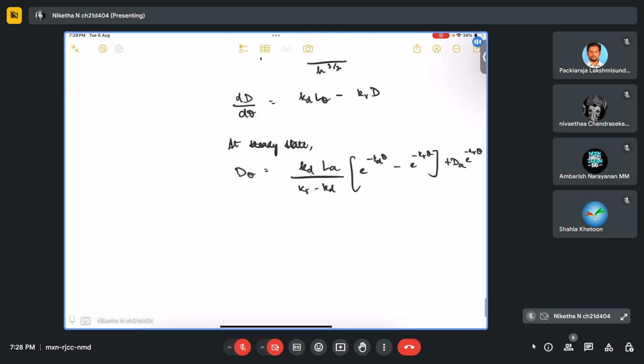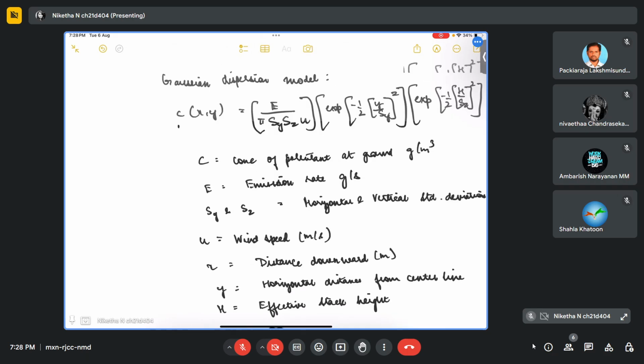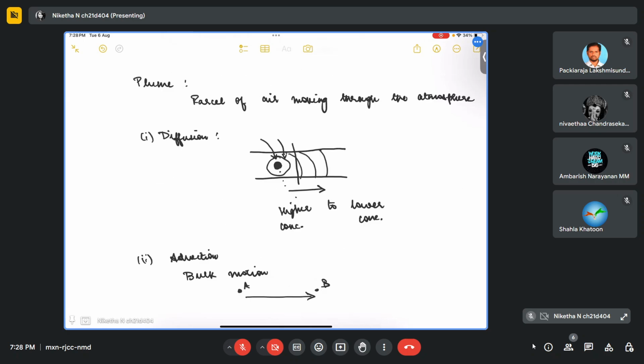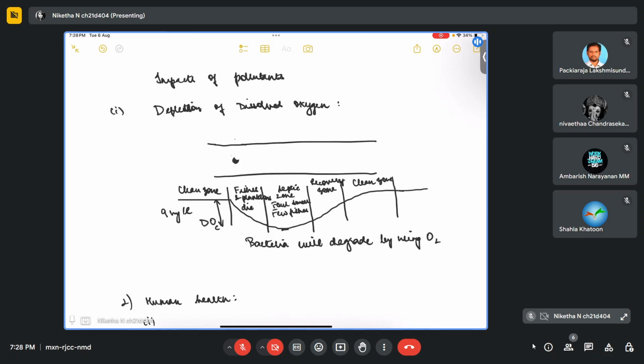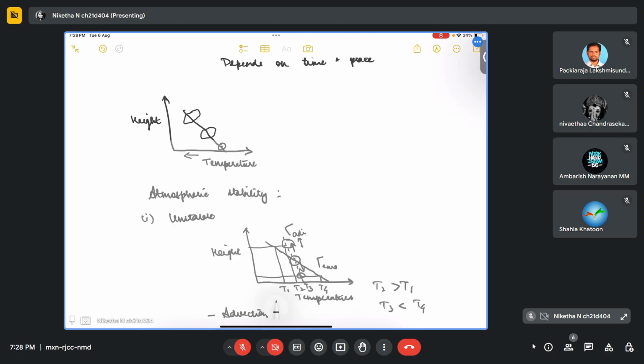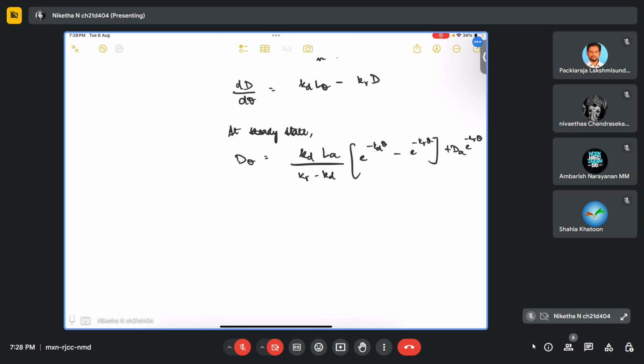And if we want to find the critical deficit, if we want to find out how much the deficit is, that is D critical, we can use this formula. DC equals KD into LA by KR minus KD into e power minus KD into theta C minus e power minus KR into theta C, plus DA into e power minus KR into theta C.